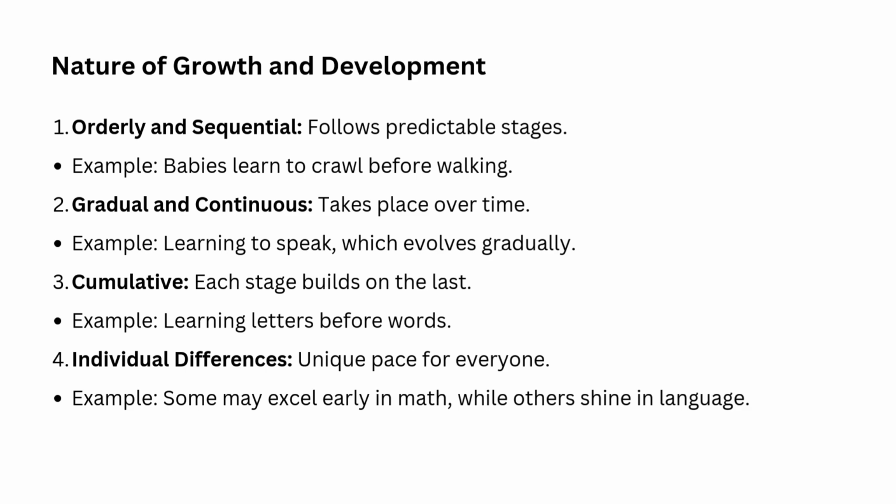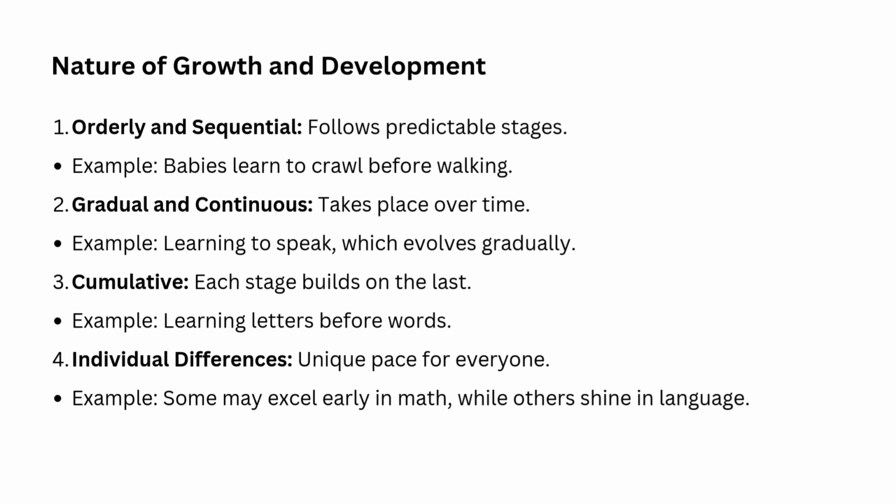Think of how a plant grows. It doesn't sprout leaves or flowers all at once. Similarly, people develop through small, continuous changes, like a toddler's gradual improvement in vocabulary and sentence formation.